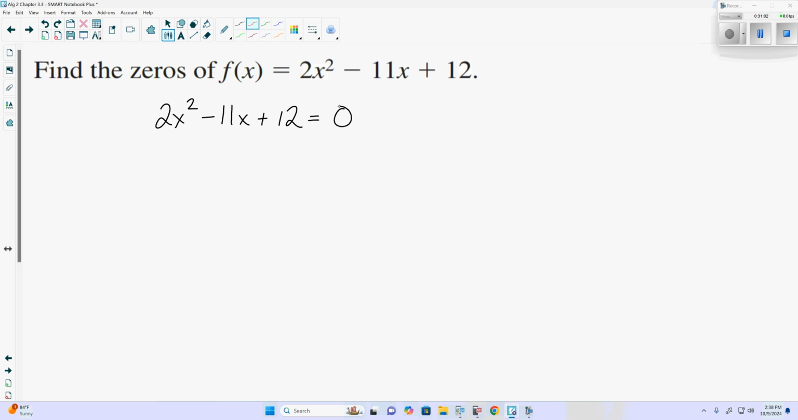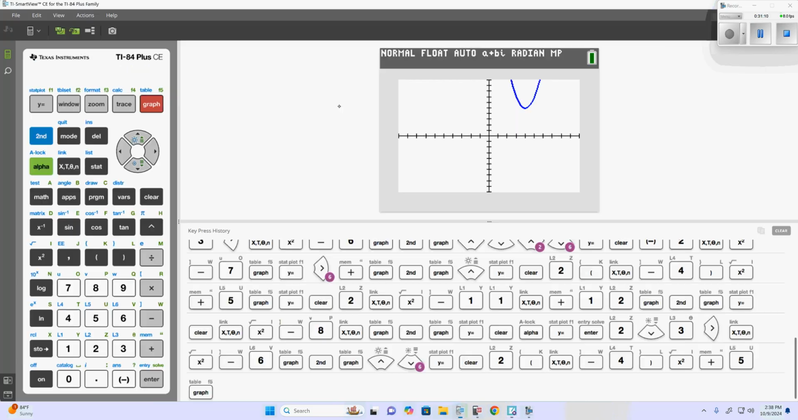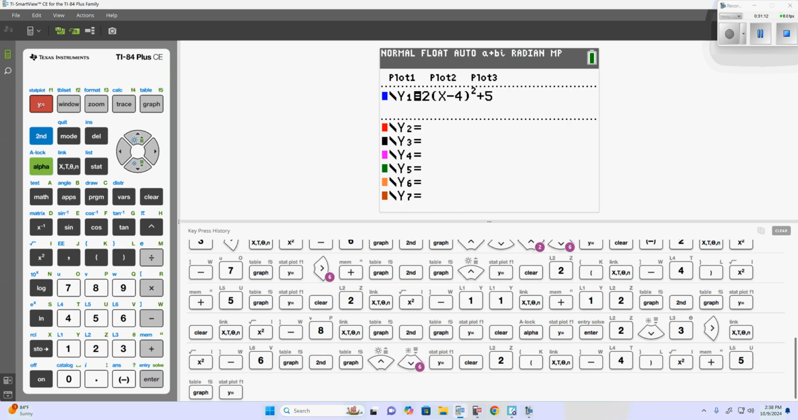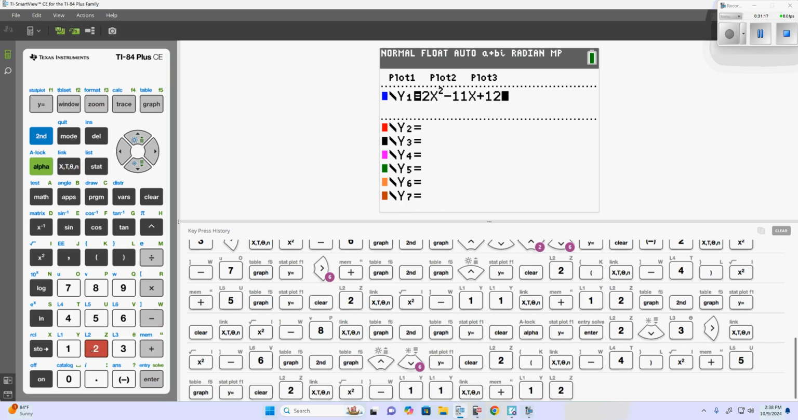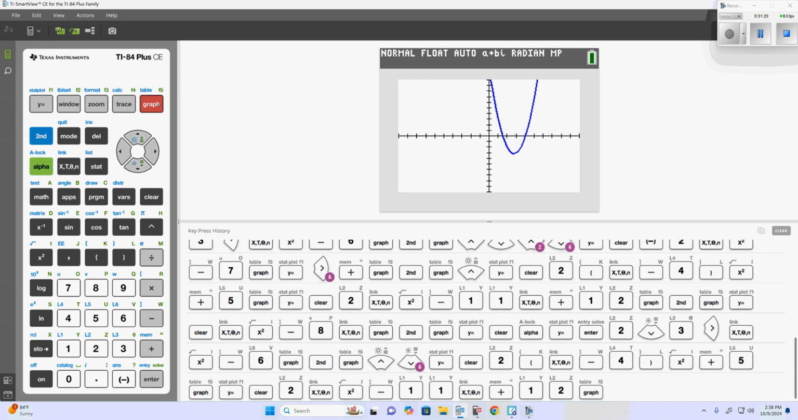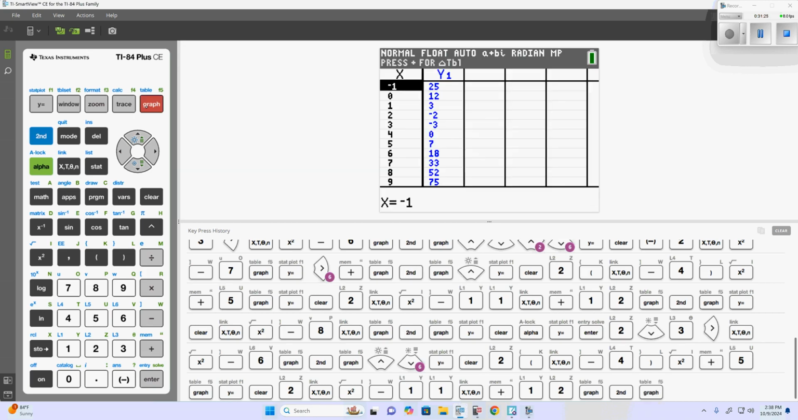Now, did it tell us or ask for a method for finding this? We can do any method we want. If I wanted to, I can go y equals 2x squared minus 11x plus 12. Hey, it intersects the x-axis at two places, yes? Second table. What's one of our values of x that makes the y value be 0? It's 4, yes? What's the other one? It's probably somewhere between 1 and 2, yes? Okay.